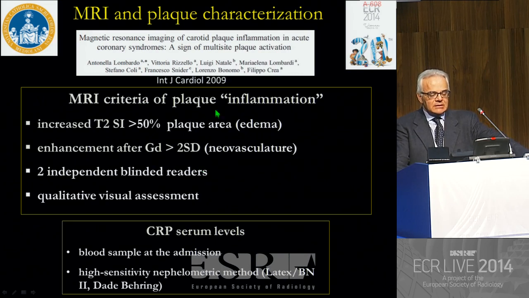And we used as MRI criteria of plaque inflammation an increased T2 signal intensity of more than 50% of the plaque area, meaning the edema due to acute inflammation, and the enhancement after gadolinium injection more than 2 standard deviations above the 50% of the plaque area. These are the Huyuan criteria that have been validated. For systemic inflammation, of course, we based on high sensitivity interferometric method for CRP sampling.